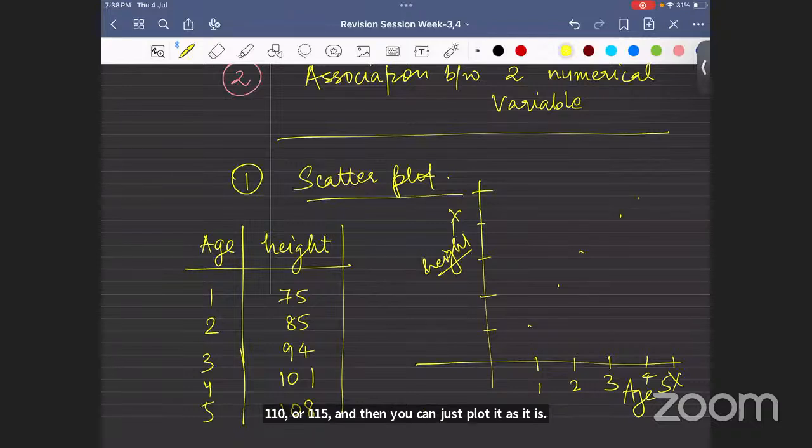Okay, this is a form of a scatter plot. You just plot your two given numerical variables, one on the x-axis and one on the y-axis, and put all your data points. This is basically the scatter plot. Is this clear to everyone?